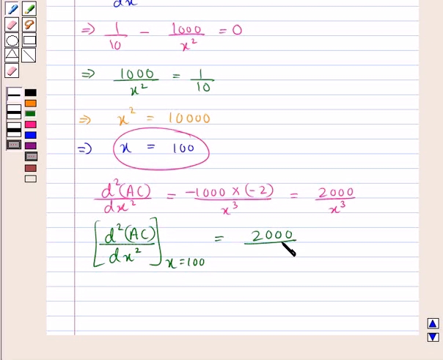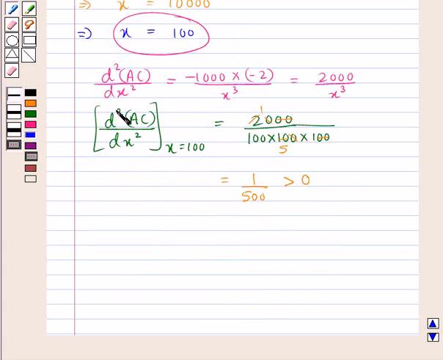So, this is equal to 2000 upon 100 cube, that is 100 into 100 into 100. So, further we have 1 upon 500, which is greater than 0. Now, as d2 AC by dx2 is greater than 0 at x equal to 100, therefore, we can say that the average cost is minimum at x equal to 100.